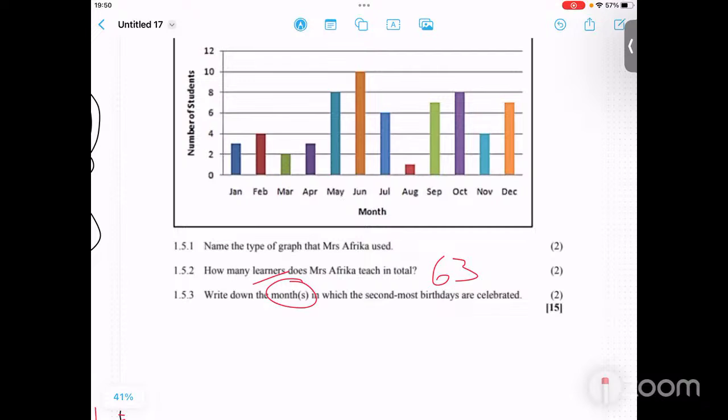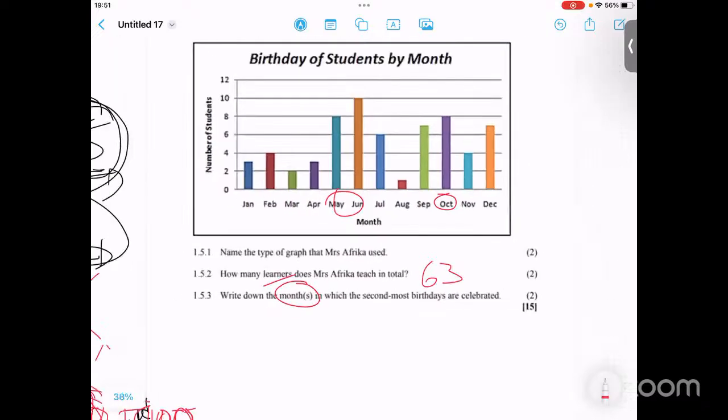Which month? I think it's October and May. October and May. Are those the second best or the second most? No, sorry, second most birthdays celebrated. Are those the months in which the second most birthdays are celebrated? Do you all agree to that? Yes, ma'am. Okay. Perfect. I think this was the last question.